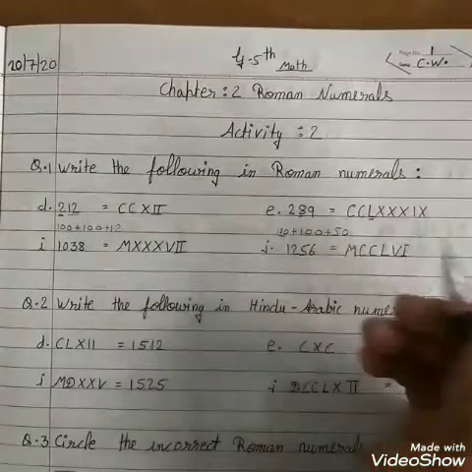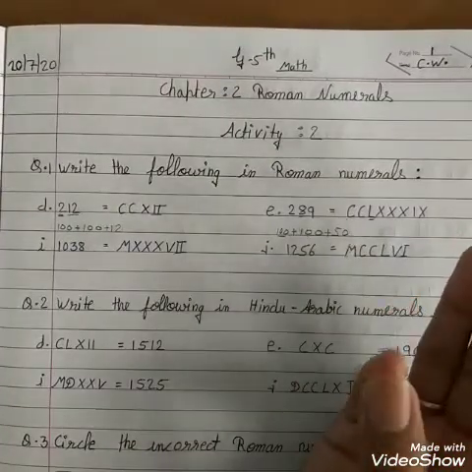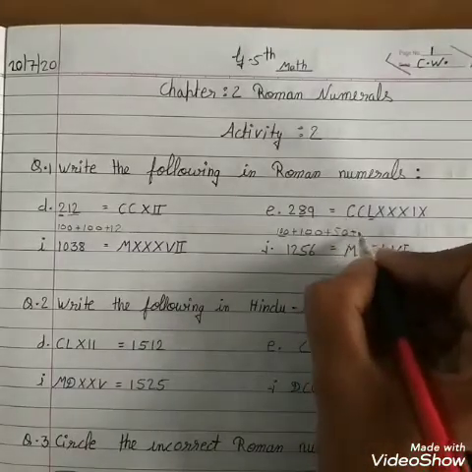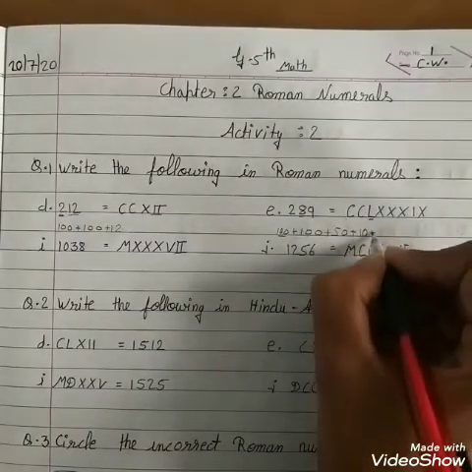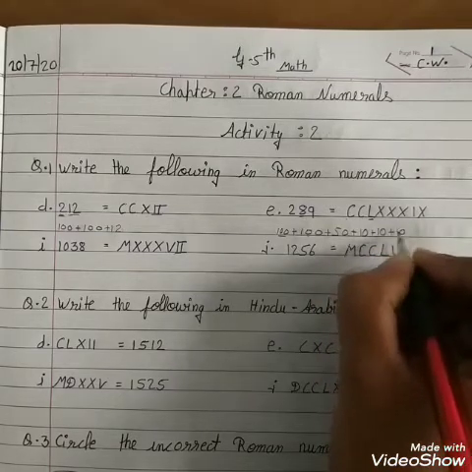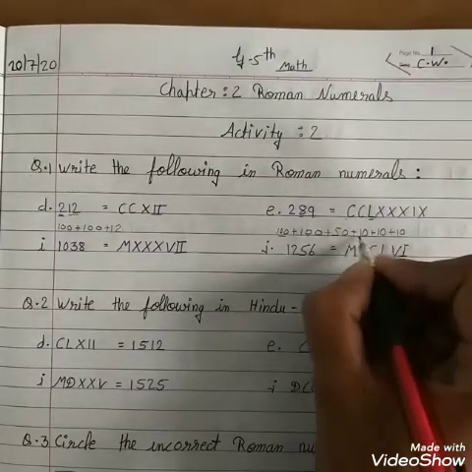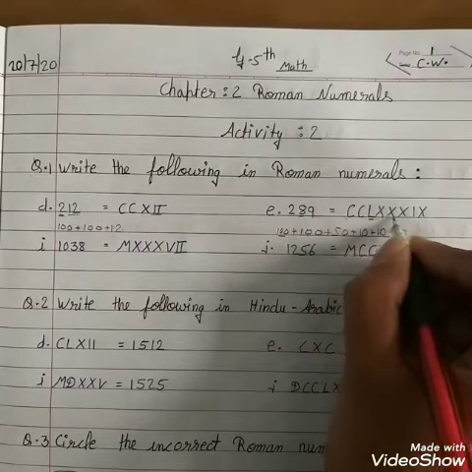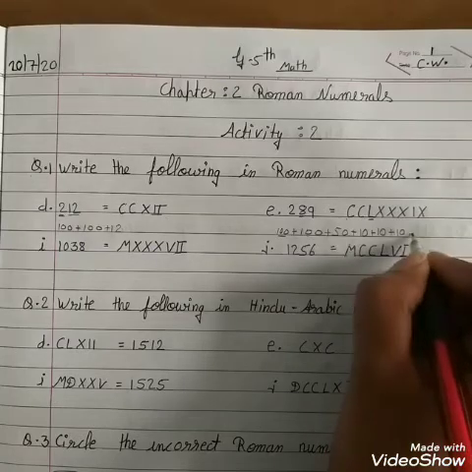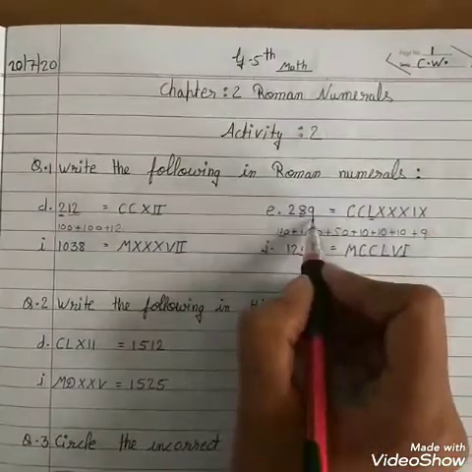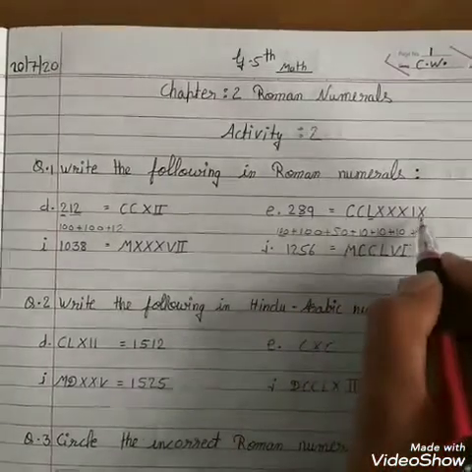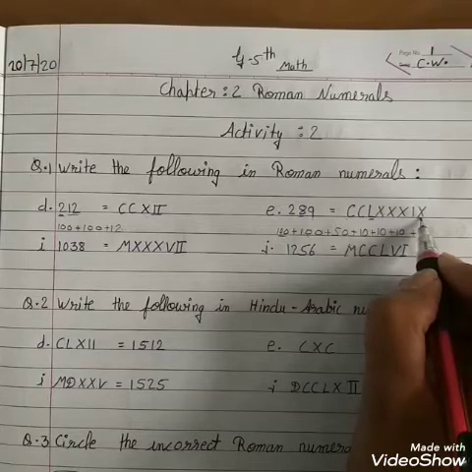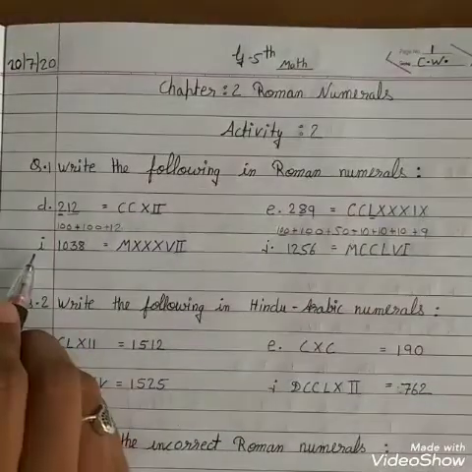Next we have to write 30, that means 10 plus 10 plus 10. These are 30, and we write 10 as capital X: 10, 10, 10. Now we have to write 9. So we can write 9 in Roman numerals as 1 before X. Now come to question I.